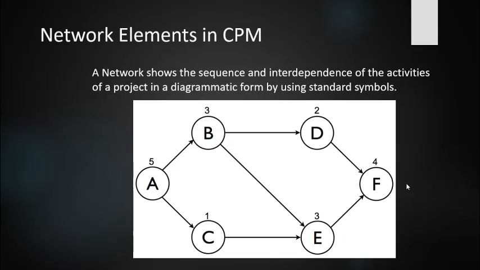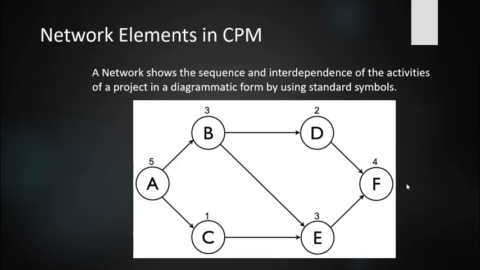So before discussing the critical path method, first we have to identify what the elements in the critical path method are. Here a network diagram is there. It is a critical path method network. In this network diagram, first of all, what are the elements? A network shows the sequence and interdependence of the activities of a project in a diagrammatic form. Okay, so we have a set of activities.